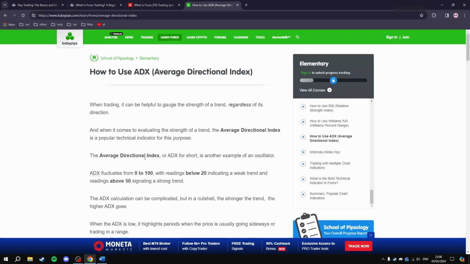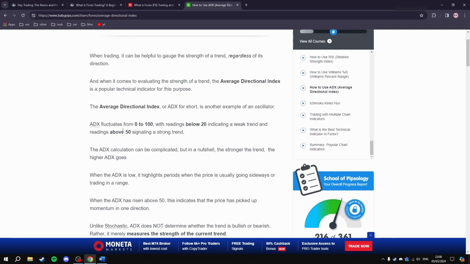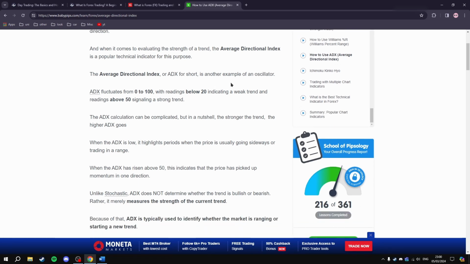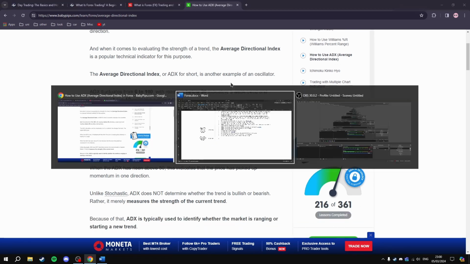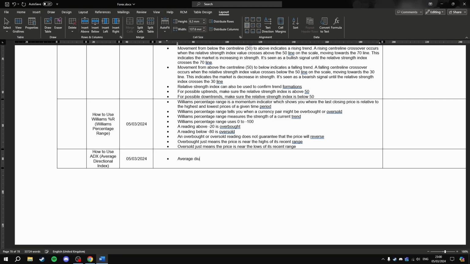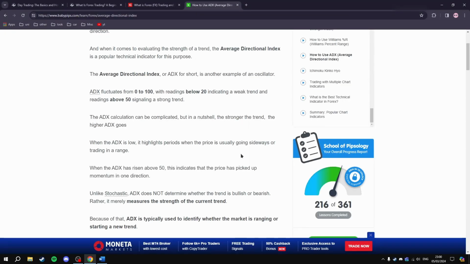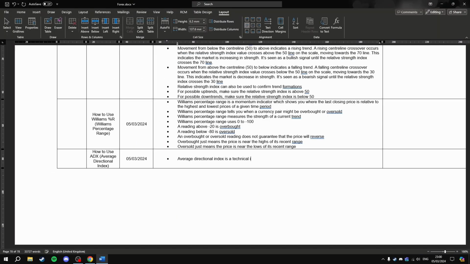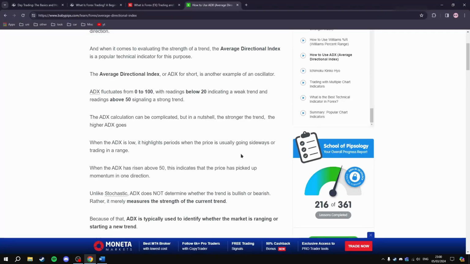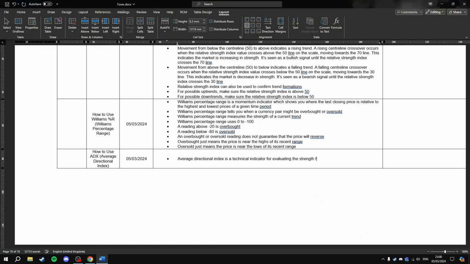When trading, it can be helpful to gauge the strength of a trend regardless of its direction, so whether it's bullish or bearish. And when it comes to evaluating the strength of a trend, the average directional index is a popular technical indicator for this purpose. Average directional index is a technical indicator for evaluating the strength of a trend.